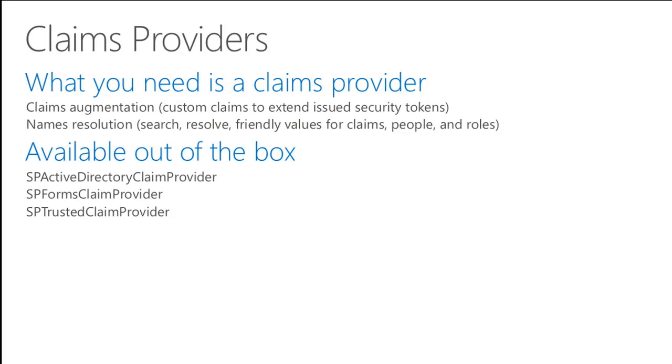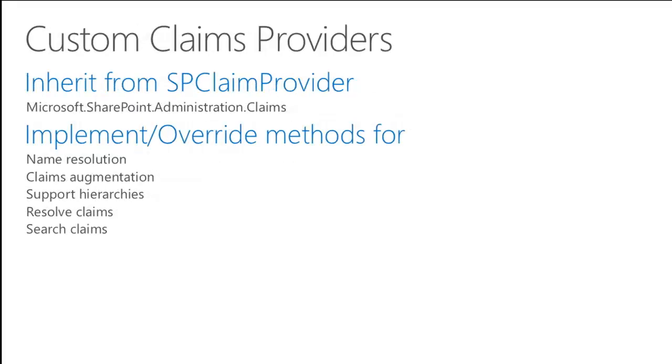Okay? So what we have to do in this case is to create a custom claim provider, which will be a .NET type you will have to create, or that your developers will have to create for you. That can sound better. It depends on your role. And SPClaimProvider is the base class you have to inherit from, which is available in the Microsoft.SharePoint.Administration.Claims namespace. By overriding and implementing features provided by the abstract base class SPClaimProvider, you will be able to support claims augmentation, claim resolution, search, and so on.